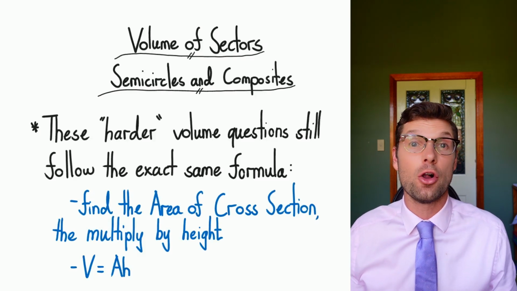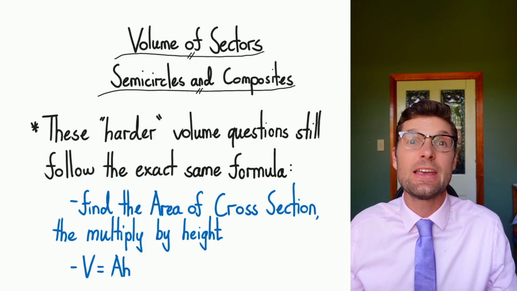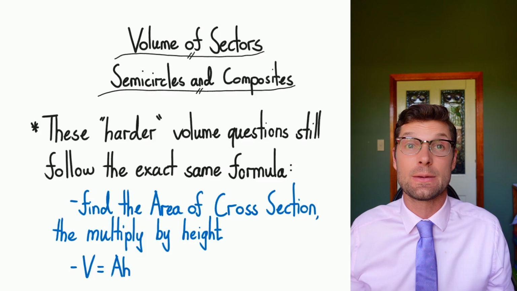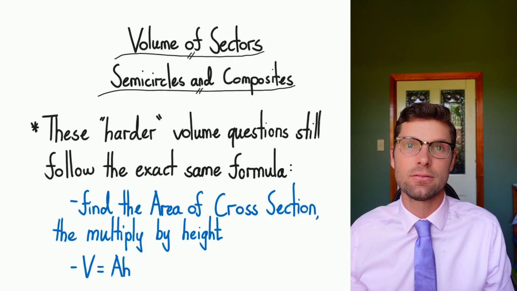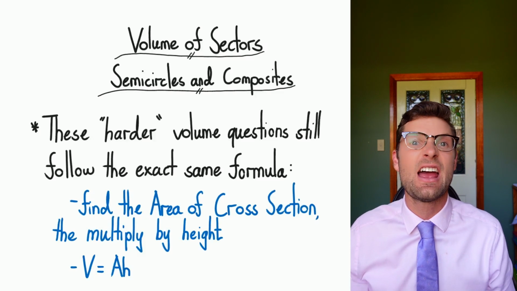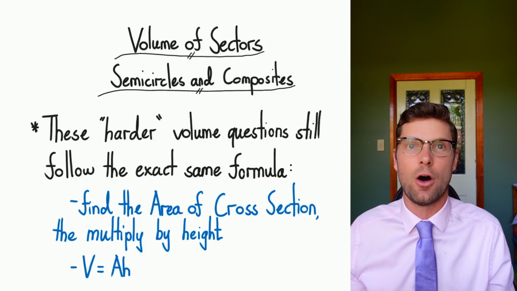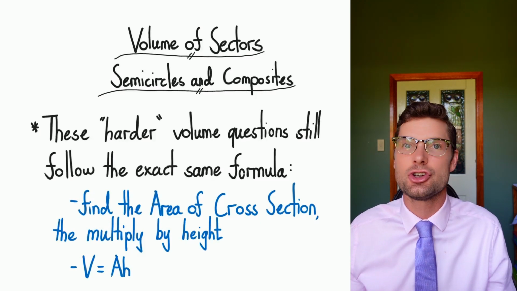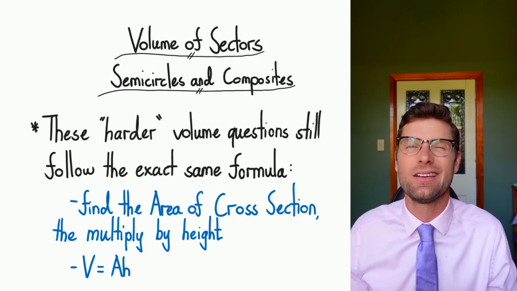Today we're going to look at the volume of sectors, semicircles and composite shapes. These ones are harder shapes, okay? There's a little bit more maths involved, but the overarching message is exactly the same. If we can work out the area of the cross section that is uniform throughout the shape and then multiply it by the height or the depth, you will get the volume. So the formula is V is equal to AH. And the A is just a little bit harder to find in these examples, but I think you're going to be all right.